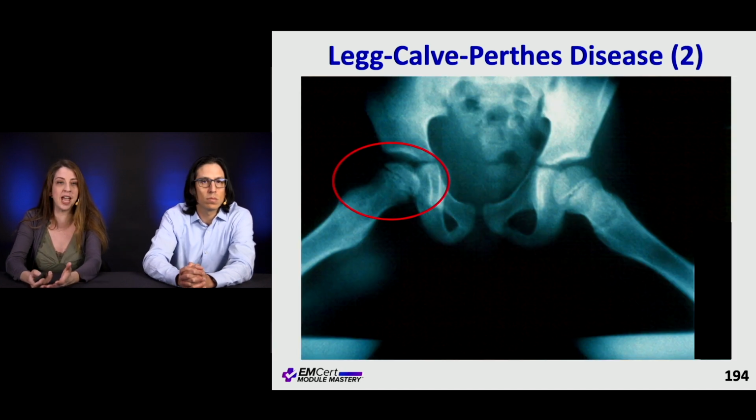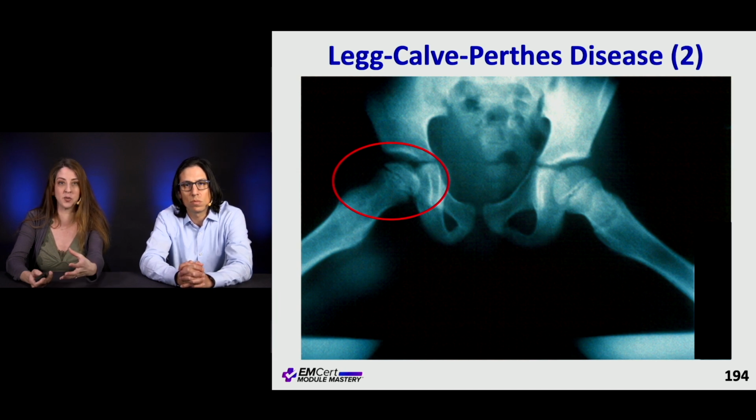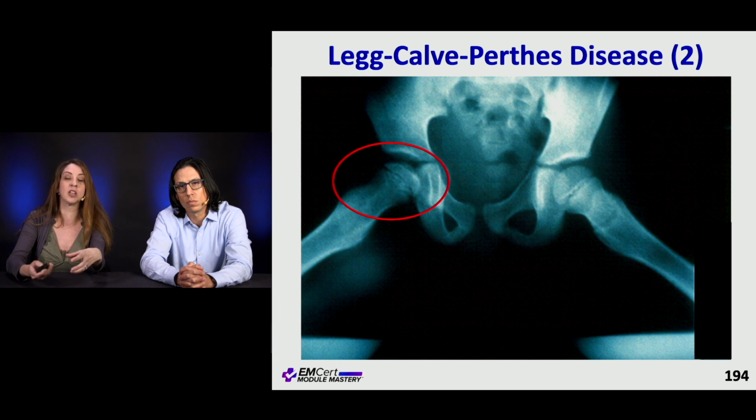This is just showing you an x-ray. In any of these patients that we're evaluating, you want to look at both sides. So they'll do this frog leg view so you can compare each joint.